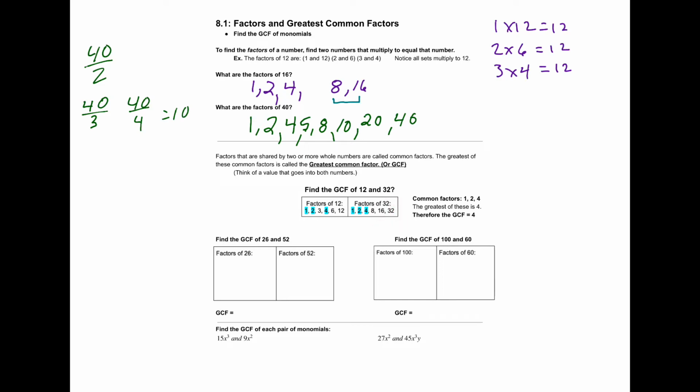The common factors are highlighted in this blue color here. Our common factors are 1, 2, and 4 because they are factors of 12 and they are factors of 32. So they're common to both of those numbers. And then the greatest of the numbers 1, 2, and 4, the biggest number is 4, so our greatest common factor of 12 and 32 is 4. So let's look back at the above example. Go ahead and find the common factors of 16 and 40.